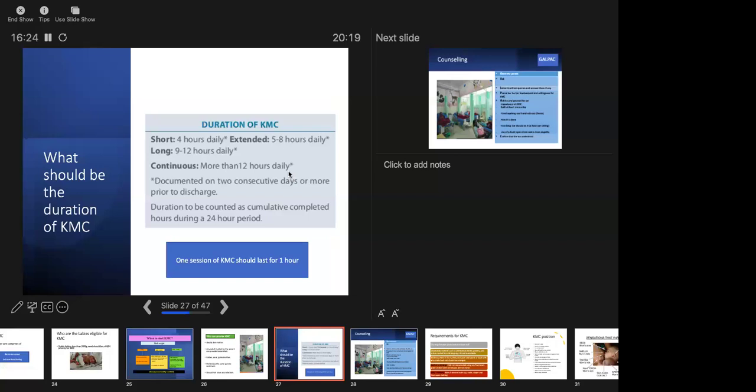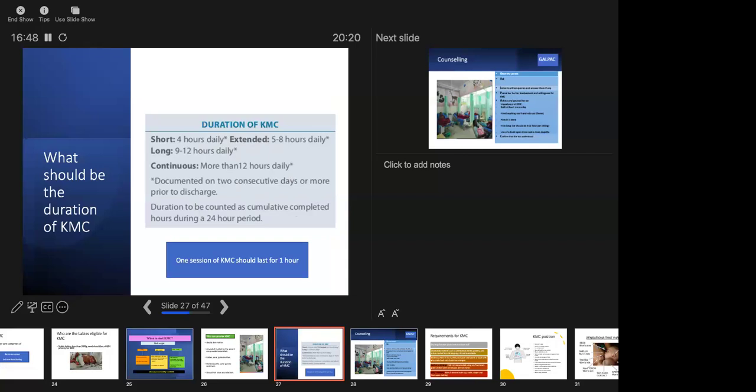KMC has to be documented on 2 consecutive days or more prior to discharge. That is, whatever the duration they are giving, it has to be documented prior to discharge for at least 2 days. The duration of KMC counted is the total cumulative number of hours during the 24-hour period. And once the mother or father or any of the caregivers starts KMC, a session has to be a minimum of at least 1 hour.